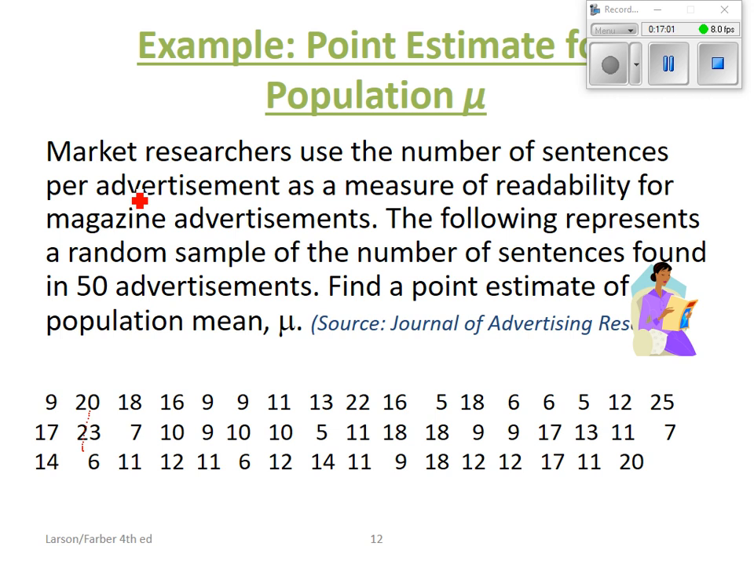Market researchers use the number of sentences per advertisement as a measure of readability for magazine advertisements. In other words, if you make an advertisement have too many sentences in it, nobody's going to read it and they're just going to skip over it. The following represents a random sample of the number of sentences found in 50 different advertisements. Find a point of estimate of the population mean.